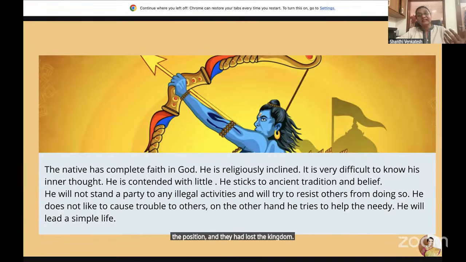So she did an intense tapasya to Lord Vishnu, and Lord Vishnu was pleased by her tapasya, and he agreed to be born as her son.